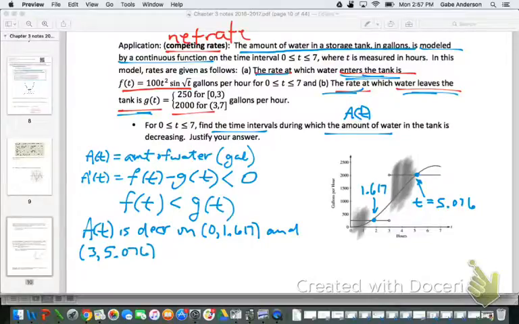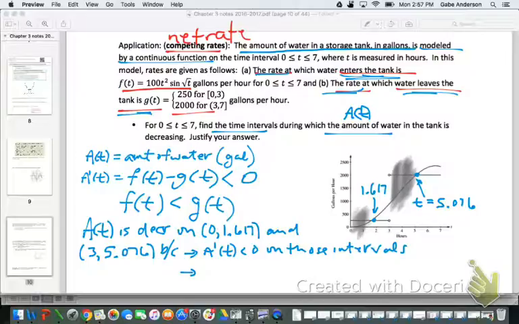Because, and then there would be a lot of becauses that would work here. So I'll give you a couple of options. You could say because A prime of t is negative on those intervals. That would be one way of saying it. You could also say, as just a conclusion justification here, because f of t minus g of t is negative, again, on those intervals.